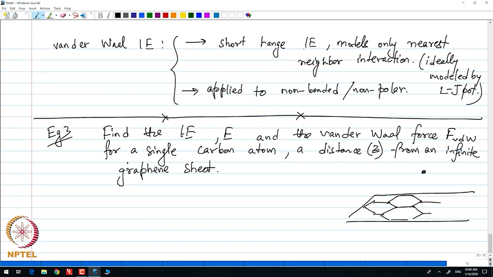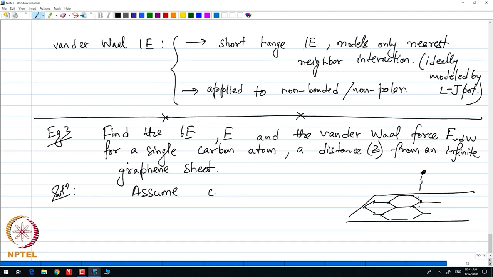And then we have a carbon atom which is sitting on top of this sheet, and we want to model the interaction of this carbon atom with the sheet. To model this interaction, let me place this carbon atom at a convenient location relative to the sheet.